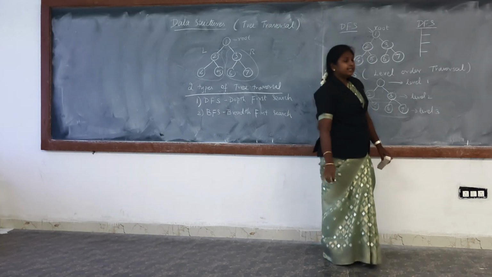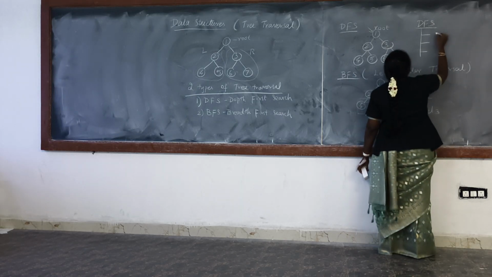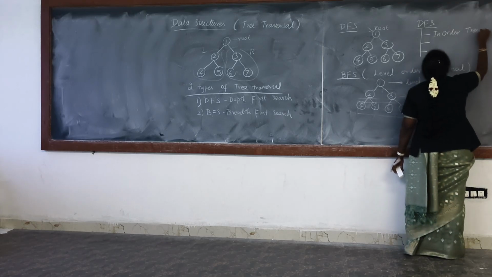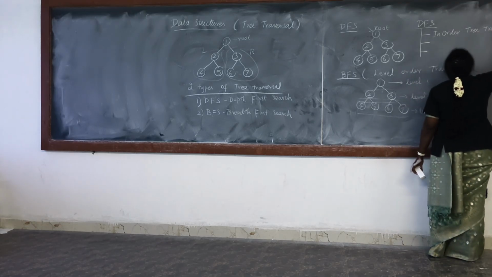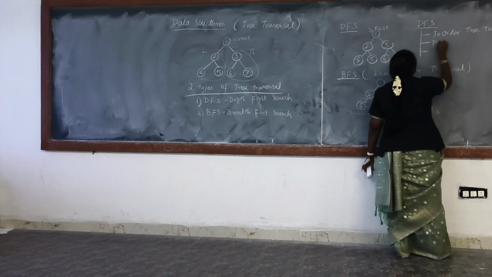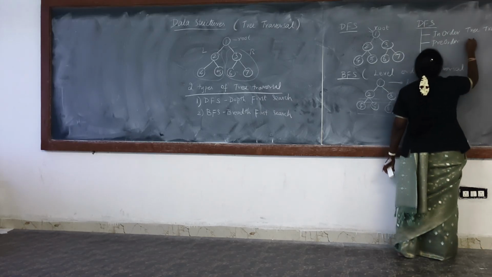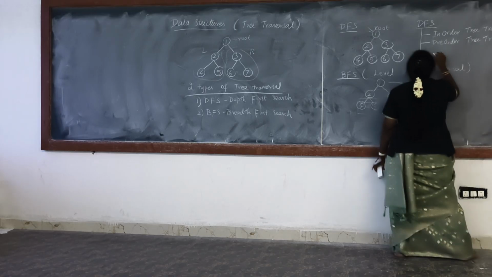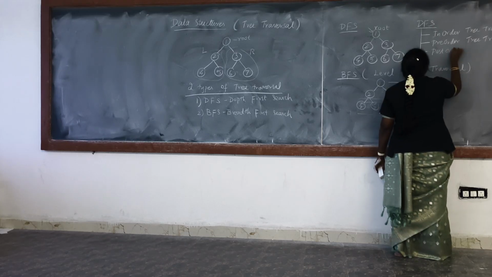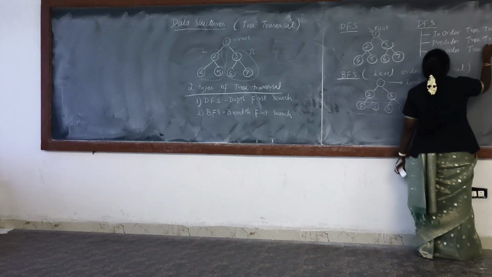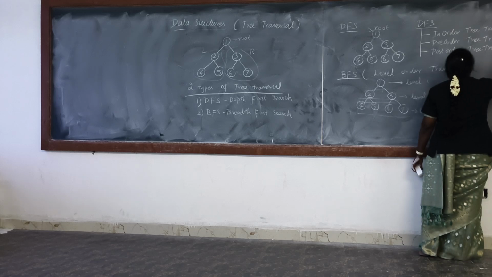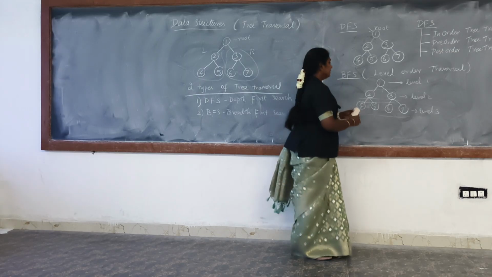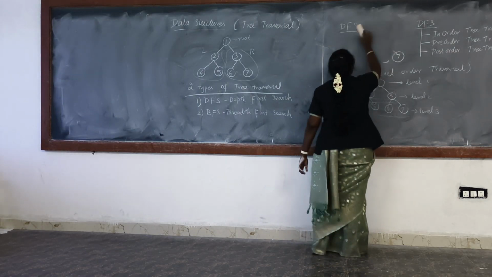There are 3 types under DFS tree traversal. It is in order tree traversal, pre-order tree traversal, and post-order tree traversal. Okay, these are the three types under DFS. So let's see these three traversals one by one.